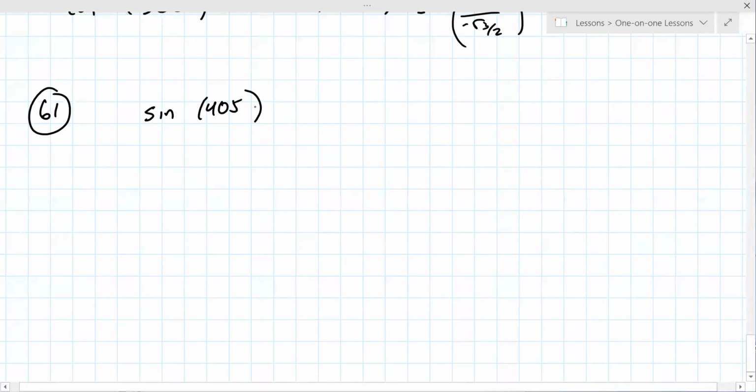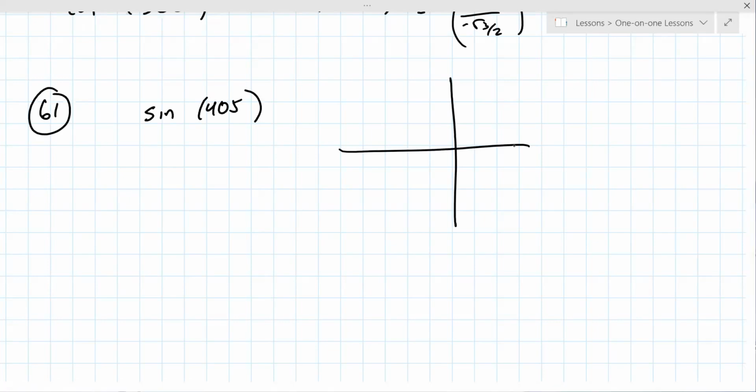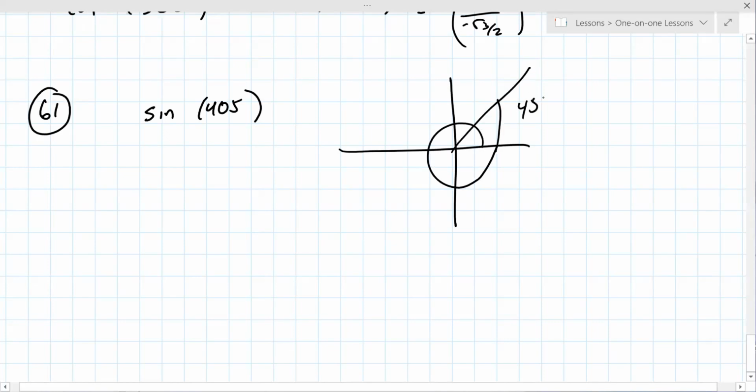So where is that, or what's the reference angle at? 405, 405. Does it go into quadrant 4? It goes past quadrant 4 into quadrant 1. So it does. Yeah, it'll be 45 degrees. So it goes all the way around, and then it goes 45. So that's 45 degrees as your reference angle.